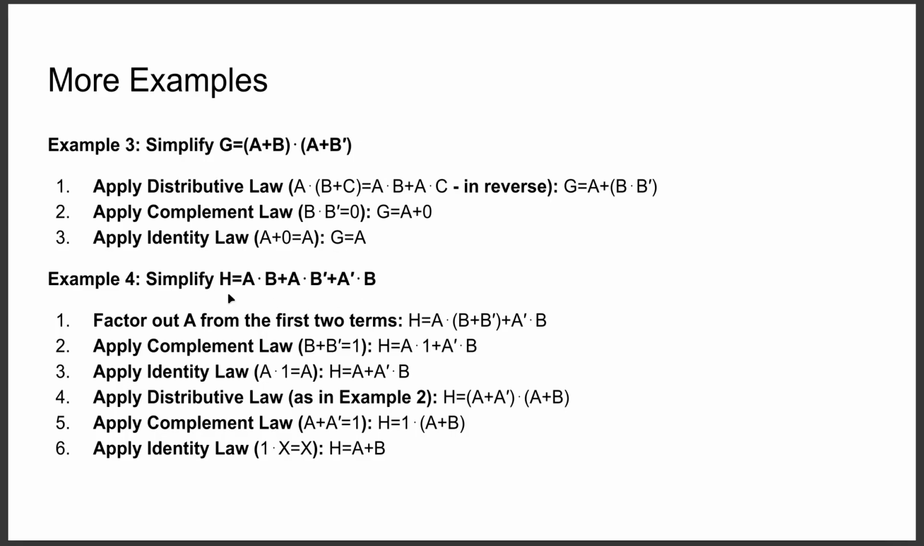To simplify h is equal to a and b, or a and b prime, or a prime and b. We factor out a from the first two terms, which gives us h is equal to a and bracket b or b prime, bracket, or a prime and b. Applying the complement law, we get h is equal to a and 1, or a prime and b. Applying the identity law, we get h is equal to a or a prime and b.